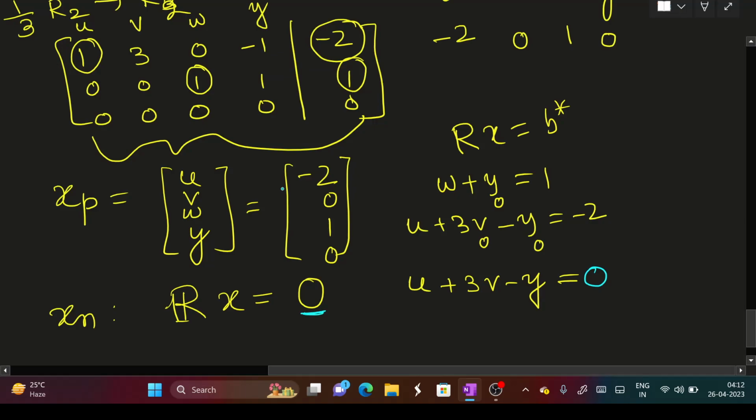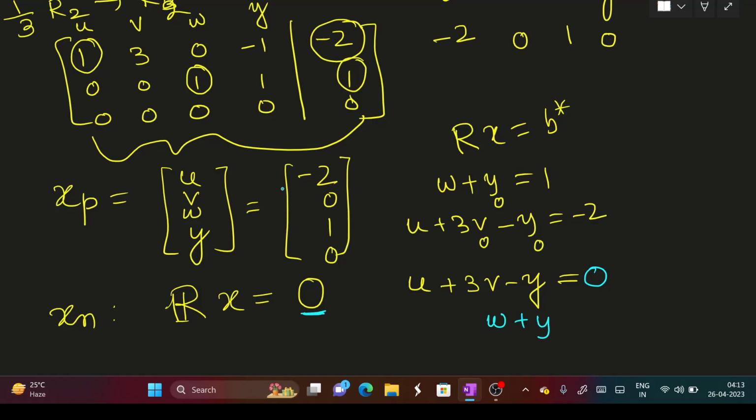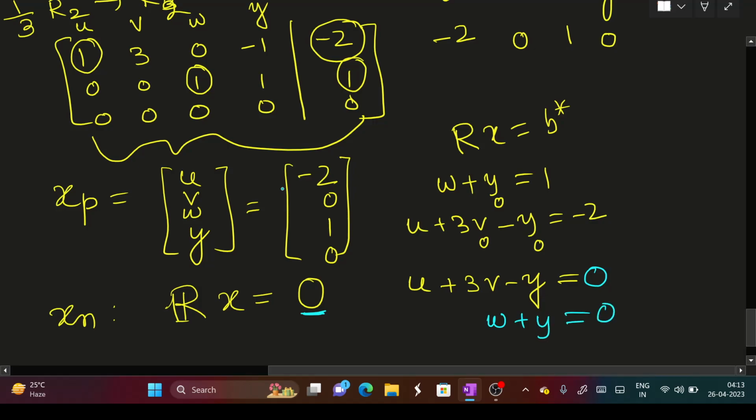People used to forget this. It is the 0 vector. They used to write everything, whatever right hand side is there, they used to substitute, and finally it is a wrong answer. So here what we will do? Another equation is w plus y is equal to 0.